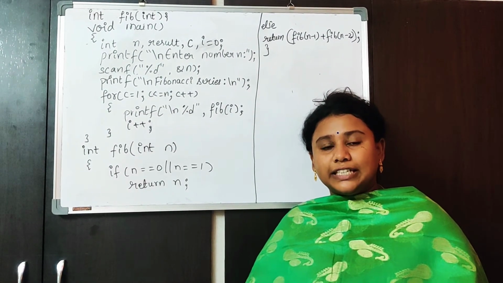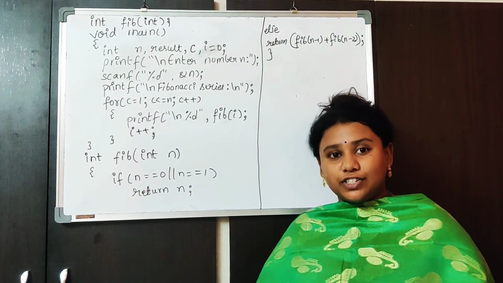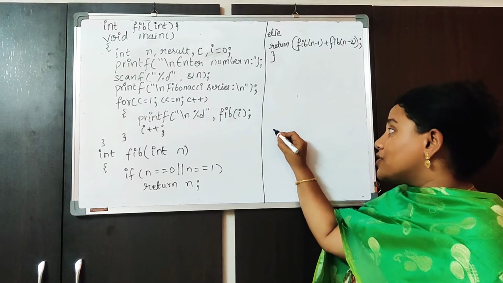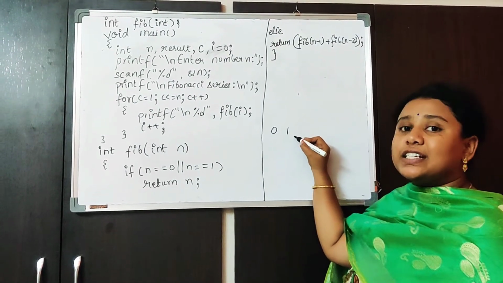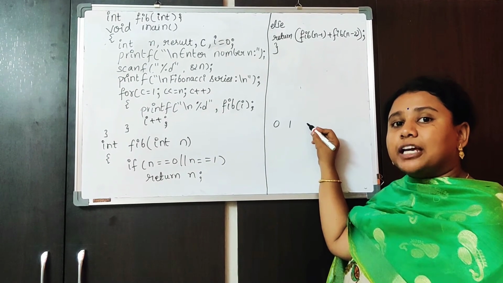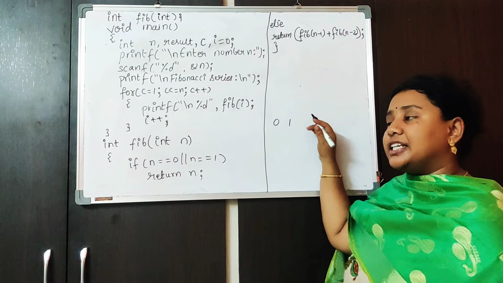Now we are going to see the calculation of Fibonacci series using the concept of recursion. First of all, let me just revise what Fibonacci series is. Suppose the first two terms in the sequence are 0 and 1. The third term, or any term, can be calculated by adding the two preceding terms.